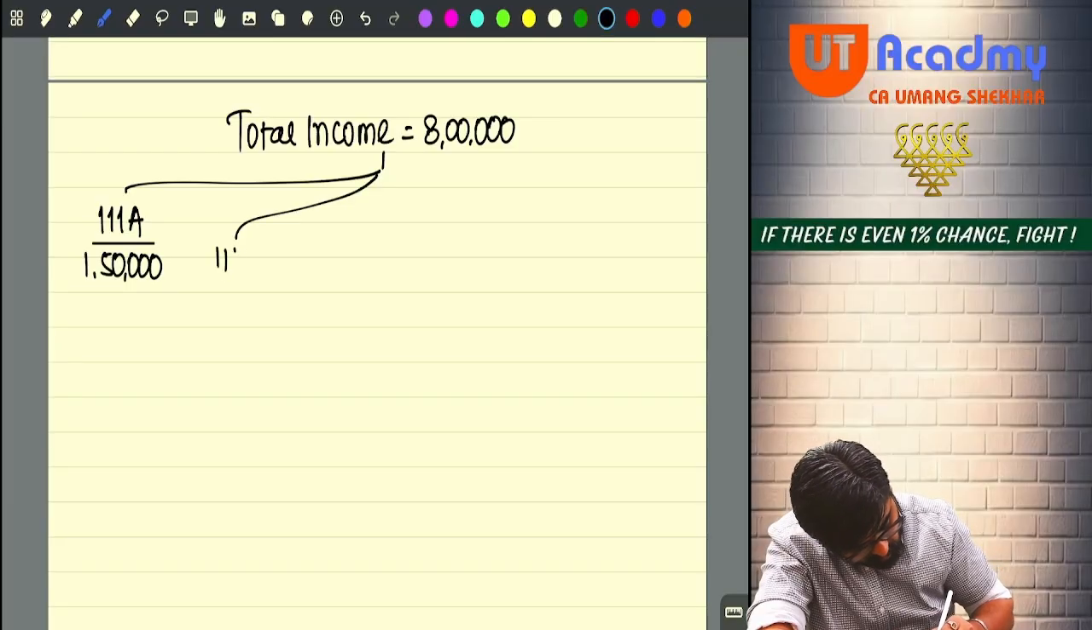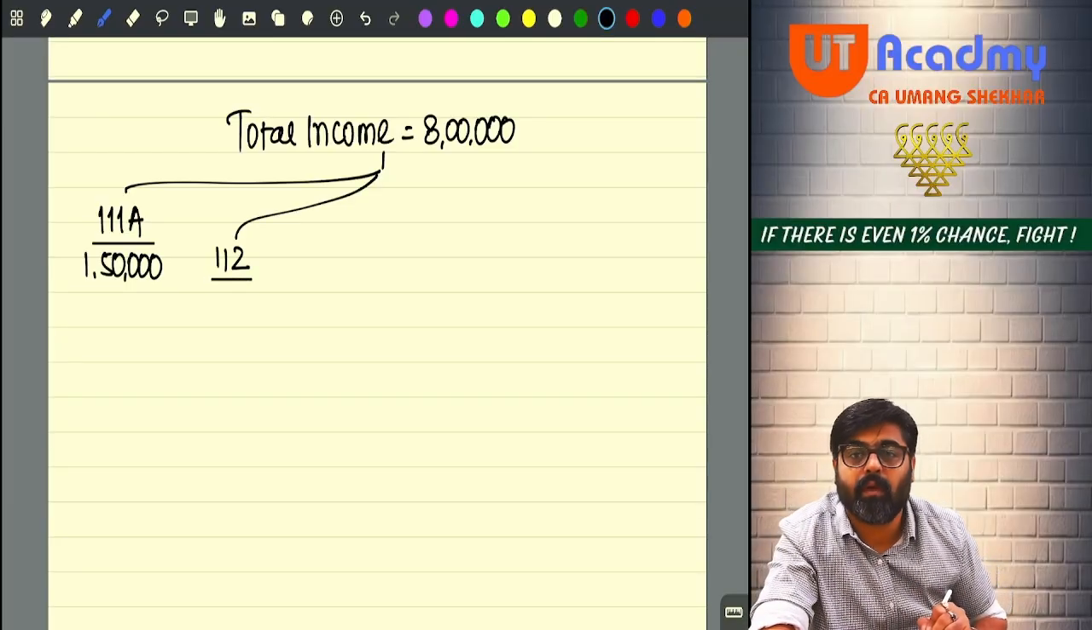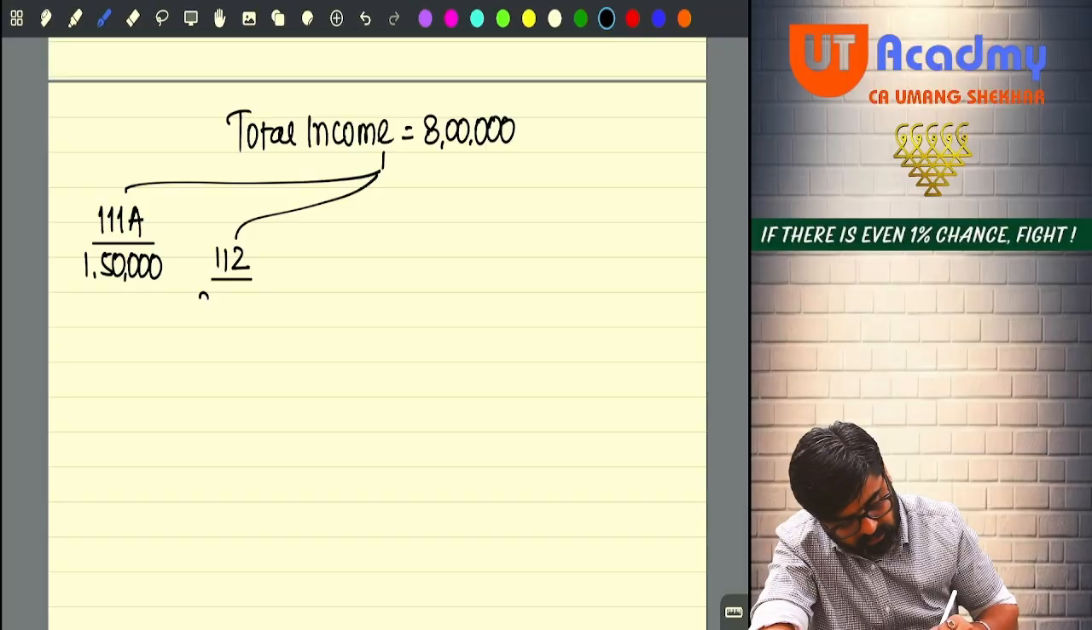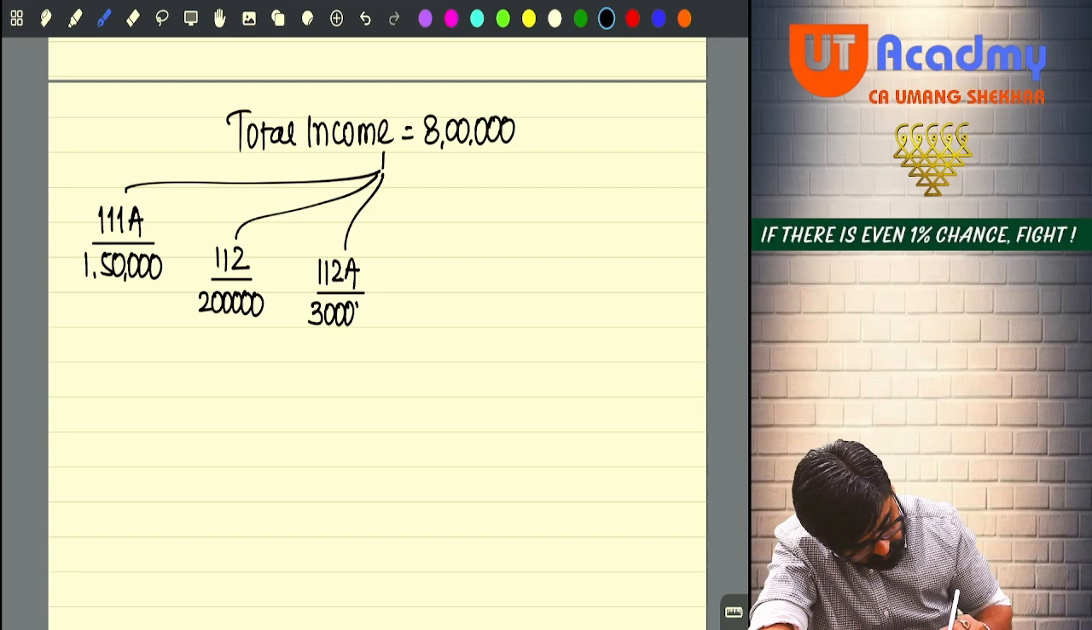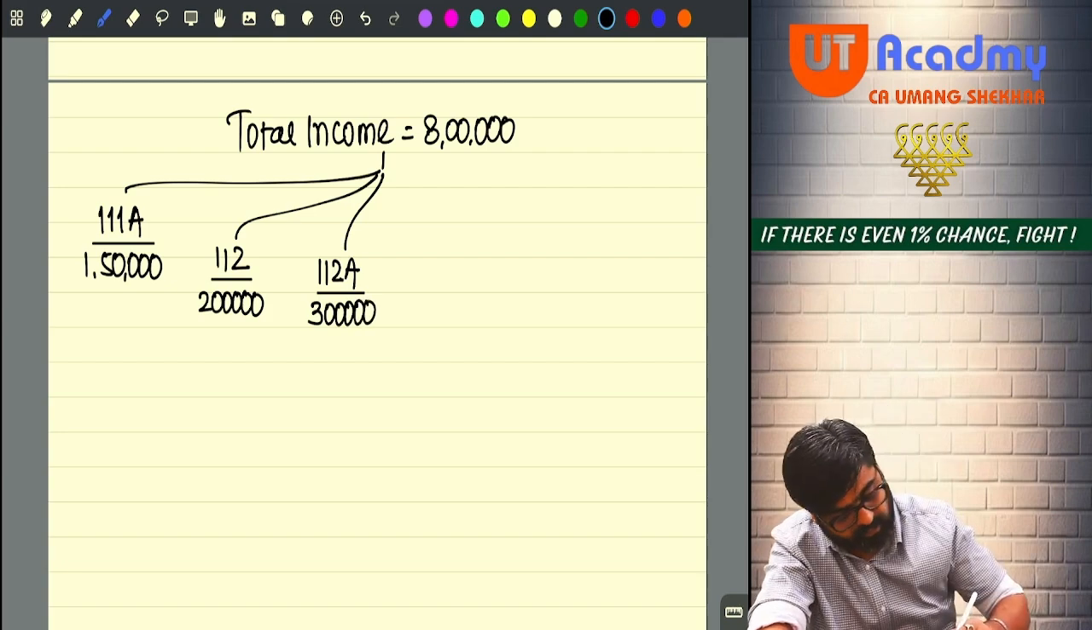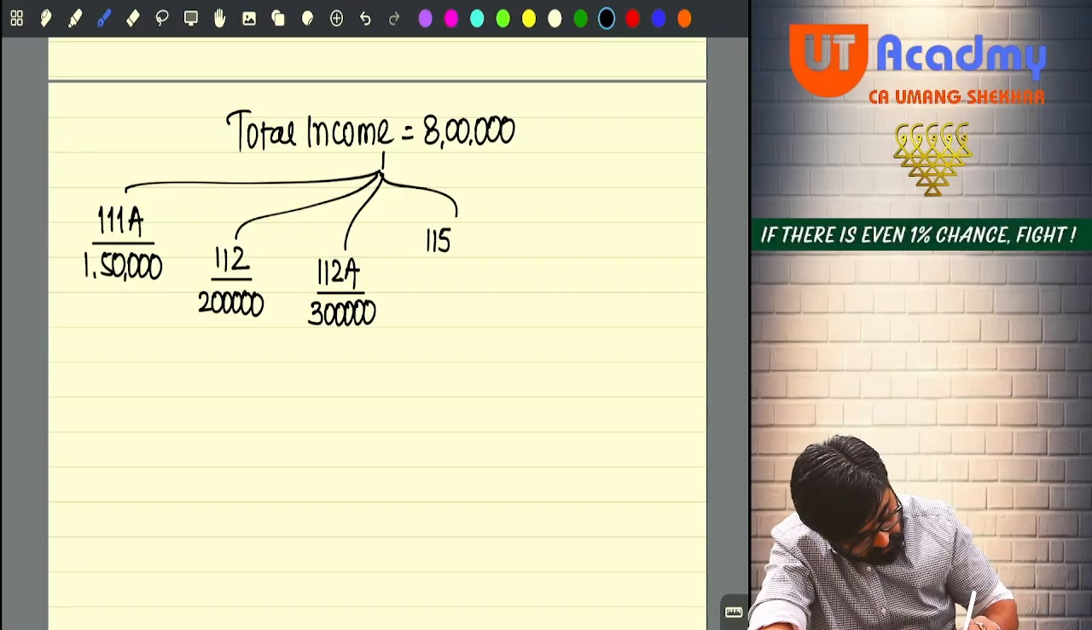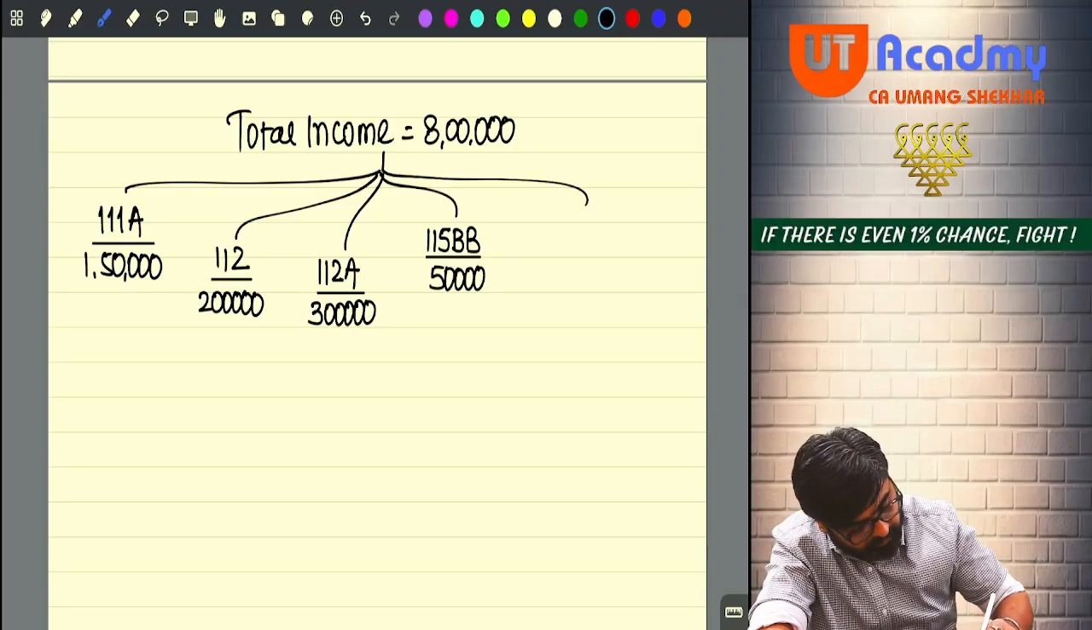I'm having 112 long term capital gain, and that amount was 2 lakhs. I'm having long term capital gain 112A amounting to rupees 3 lakhs. I'm having winnings under section 115BB, 50,000. Possible?